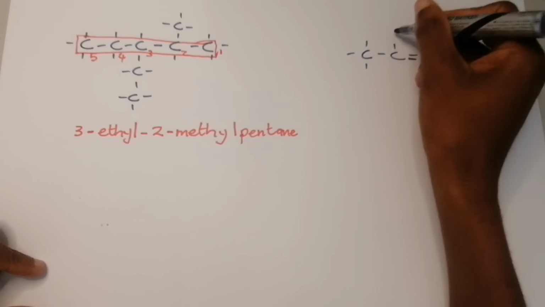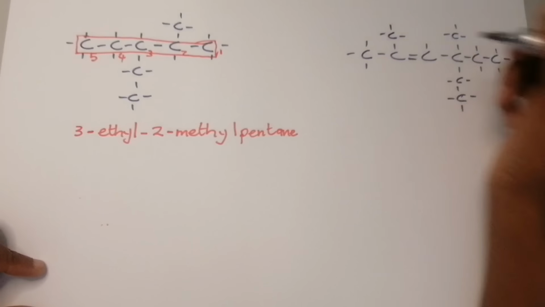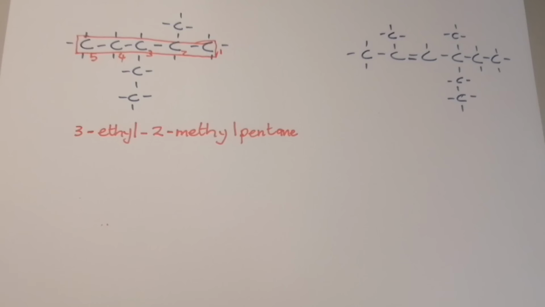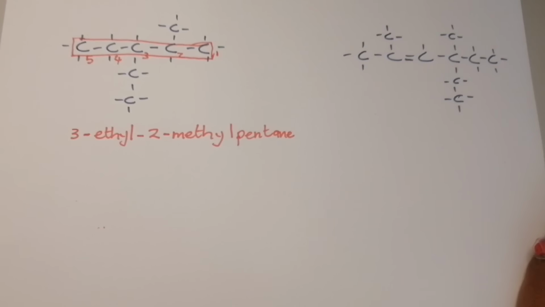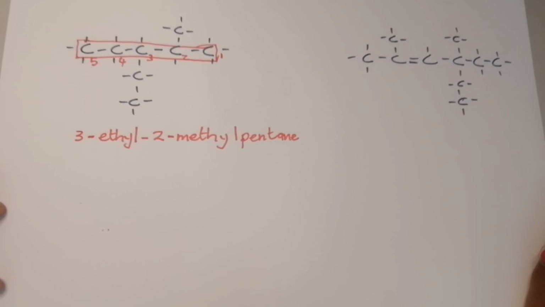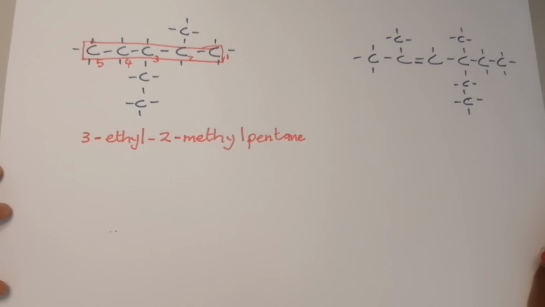Okay, I hear someone asking for another one. Okay, let's try and be as complex as possible. Right, now let's try to name something as complex as that. So first of all, we need to identify which one is our parent chain, right? So which one are we going to name? Which one is going to be a parent chain?